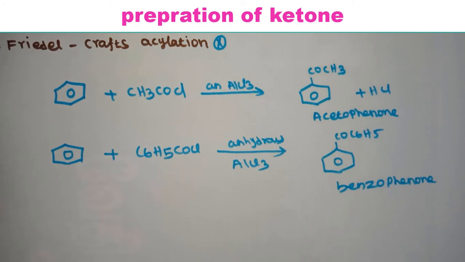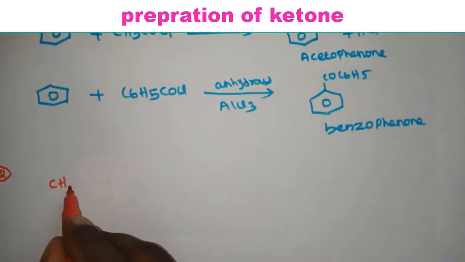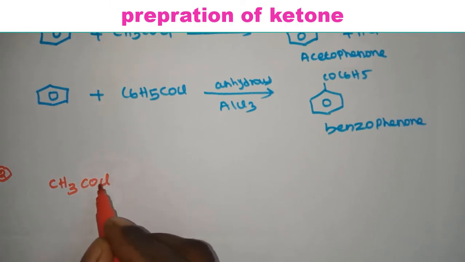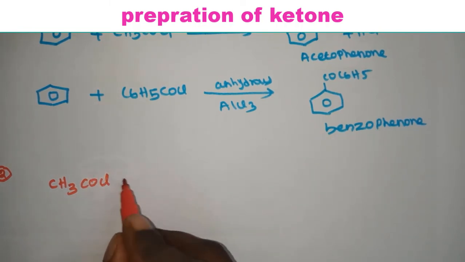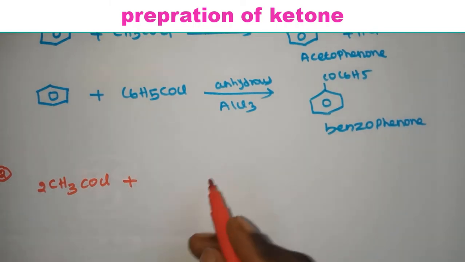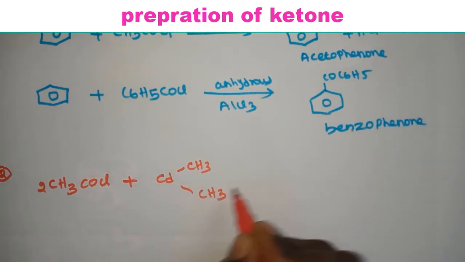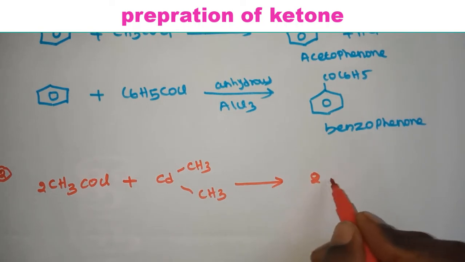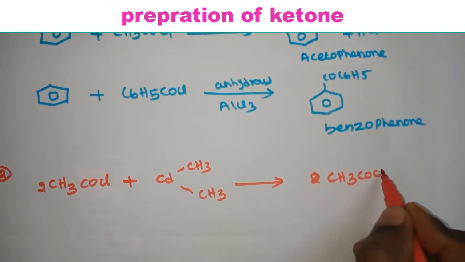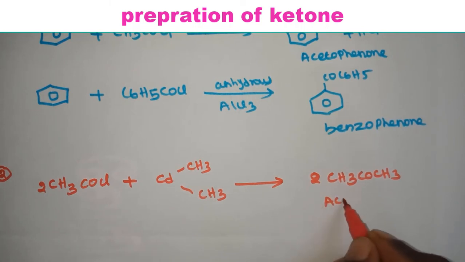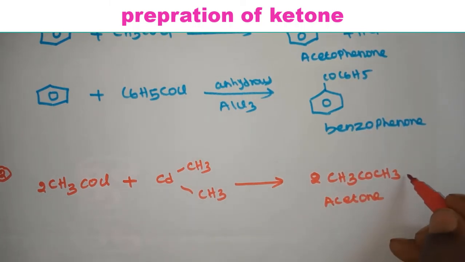This is a repeated question. Second method: acid chloride reacts with dialkyl cadmium to form a ketone. One example of an acid chloride is CH3COCl, acetyl chloride. Two molecules of acetyl chloride react with dimethyl cadmium to form acetone, CH3COCH3. This is also an example of a ketone.